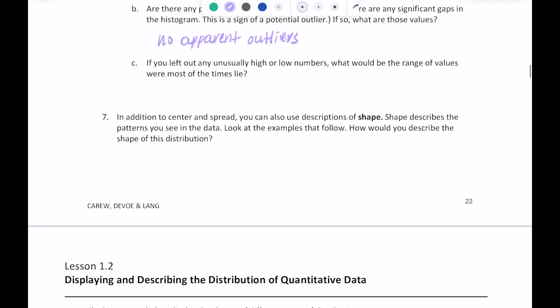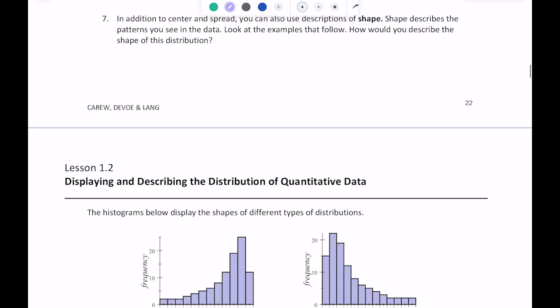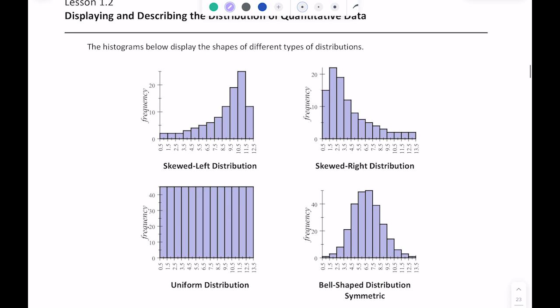And the third thing that we can look at when we're looking at a distribution is the shape, okay? And shapes describe the patterns we see in the data. So here are some common shapes. We've got skewed distributions up top here.